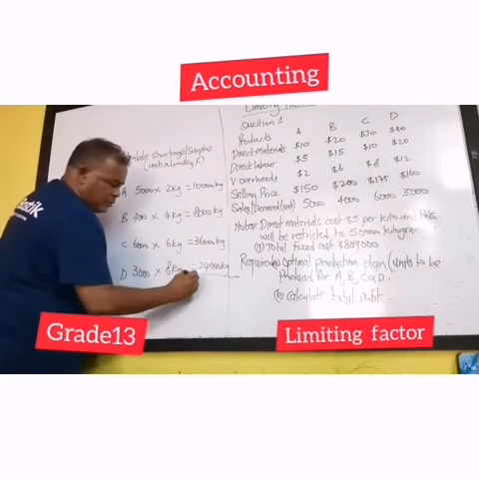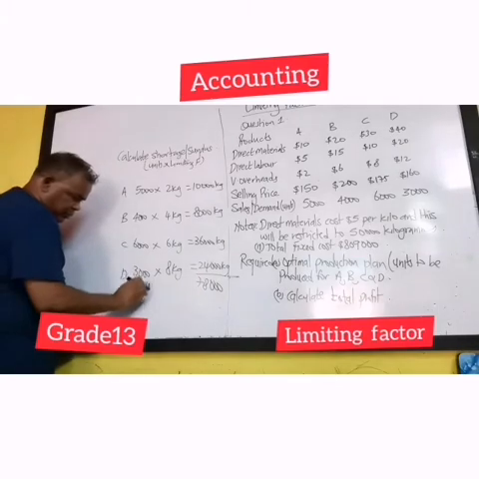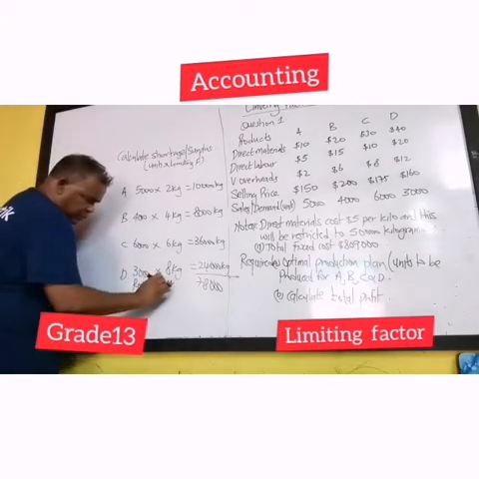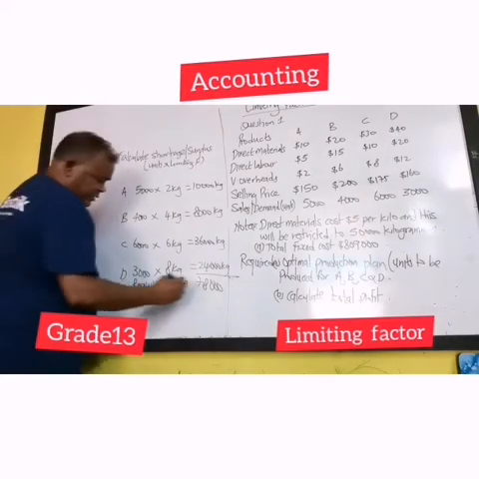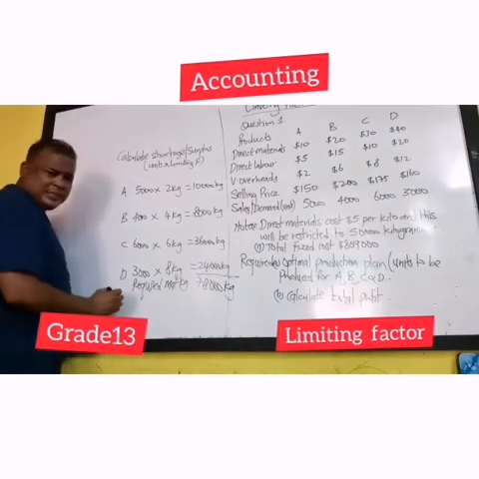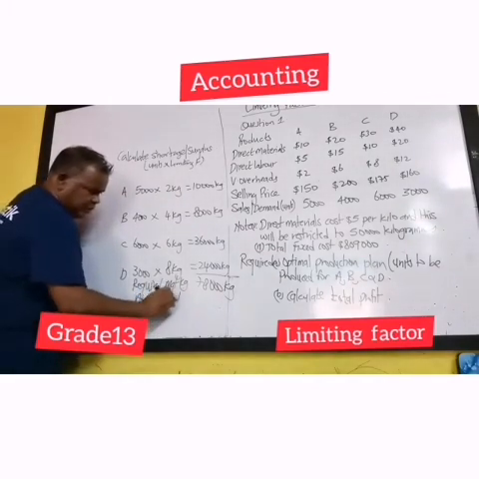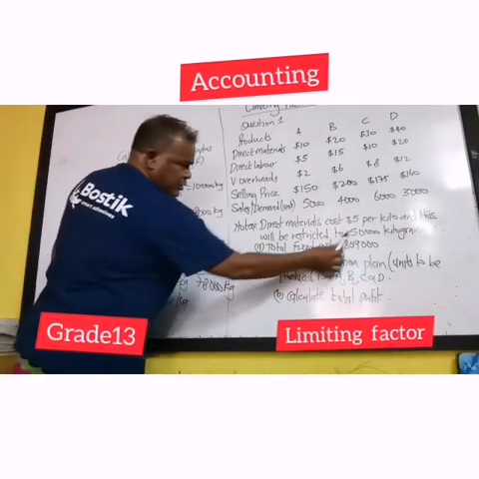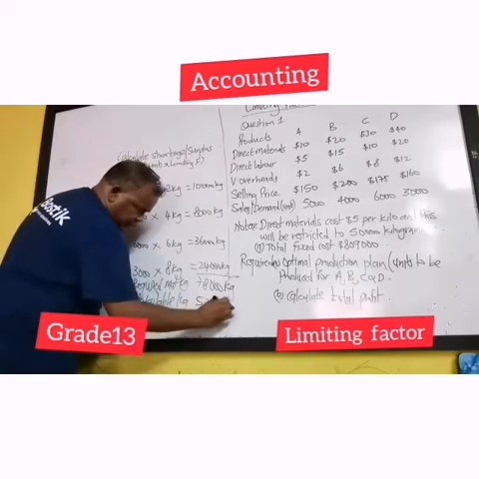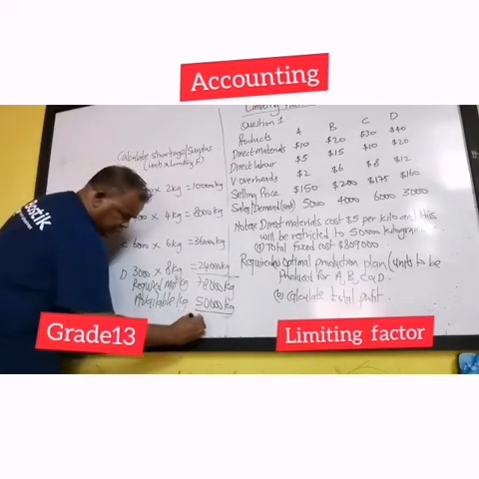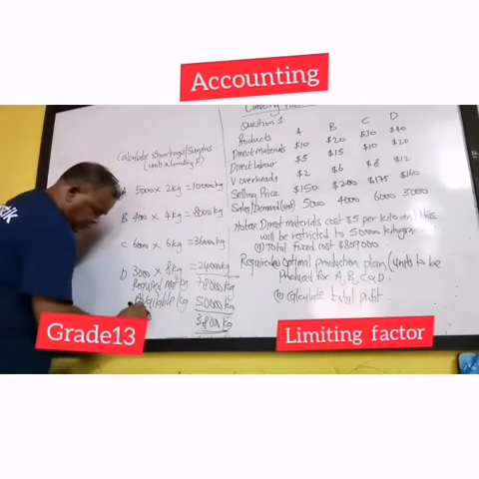78,000 kilograms of material are required. And then available: how much material do we have available, in terms of kilograms? We have only 50,000 kilograms. Therefore, there is a shortage of 38,000 kilograms.